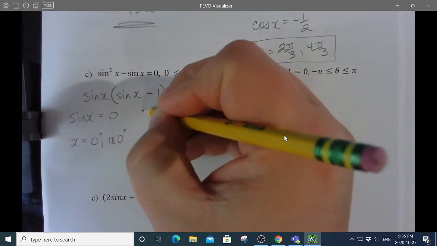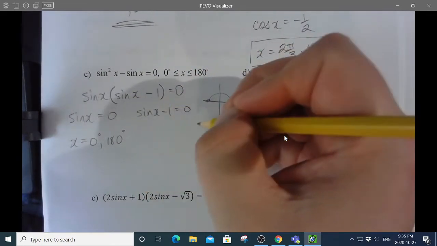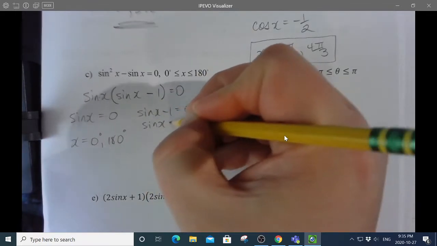Now the other answer happens when the sine of x minus 1 is 0. This factor could be 0. So the sine of x is 1.